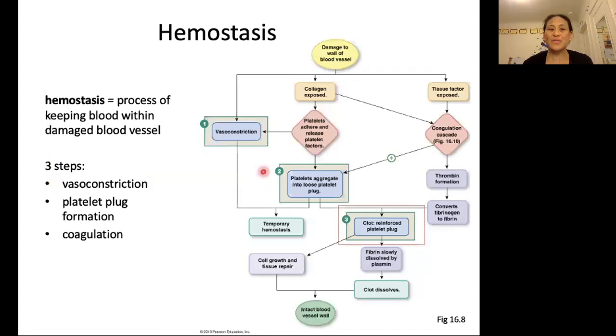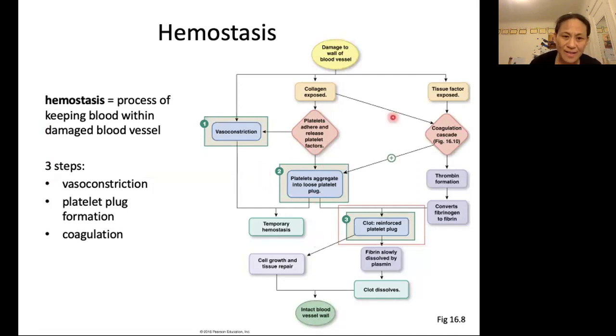Okay, so I just want to close. We've gone over our three steps of hemostasis. I just want to close by saying that that's not really the end of the story, right? The clot doesn't stay there forever. Basically, it's a temporary fix for your blood vessel injury, right? So it's going to plug up the leakage while the tissue gets repaired.